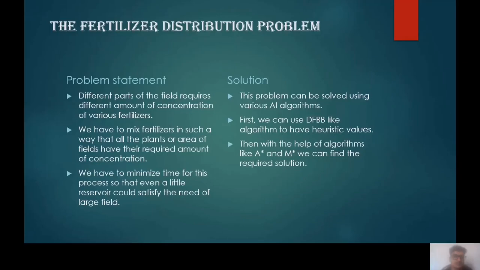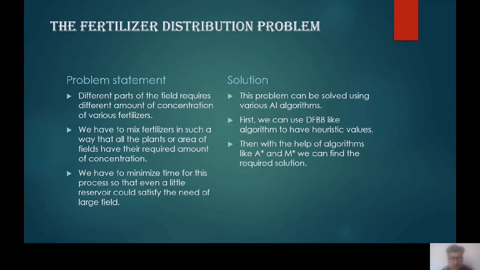The problem statement is that different parts of the field require different concentrations of various fertilizers. We have to mix fertilizer in such a way that all the plants or areas of the field get their required concentration. We have to minimize the time for this process so that even a little reservoir could satisfy the need of a large field.